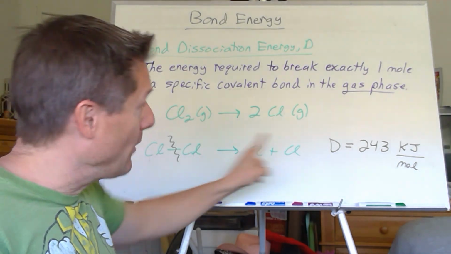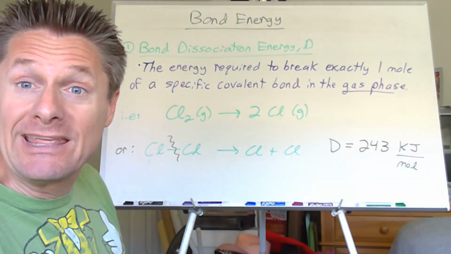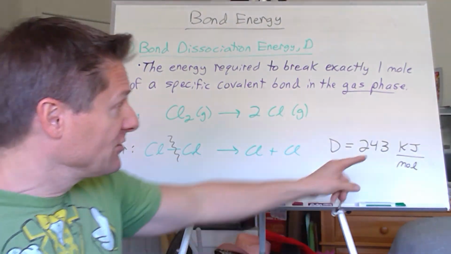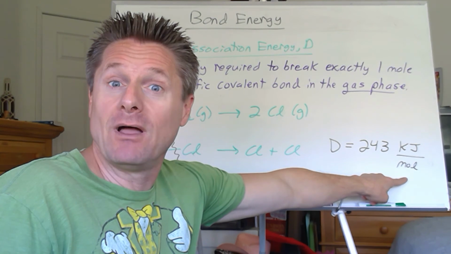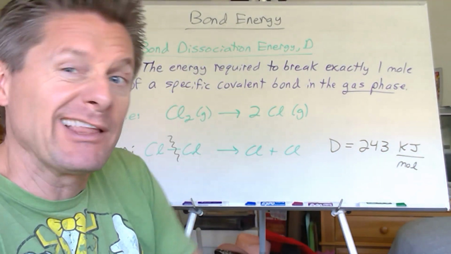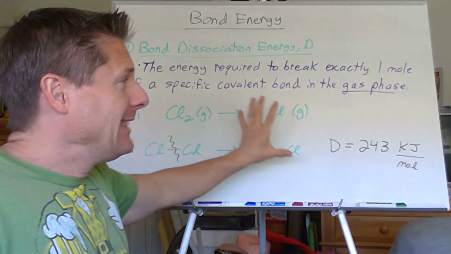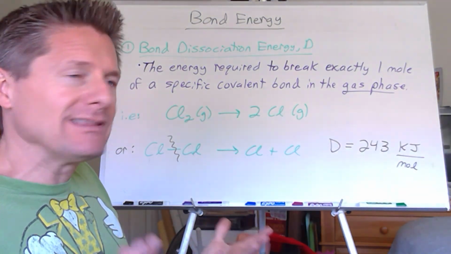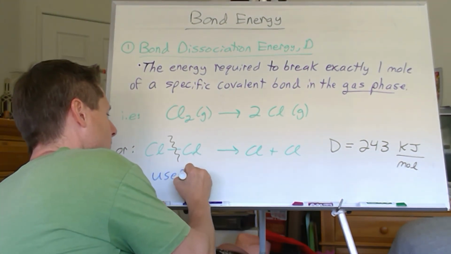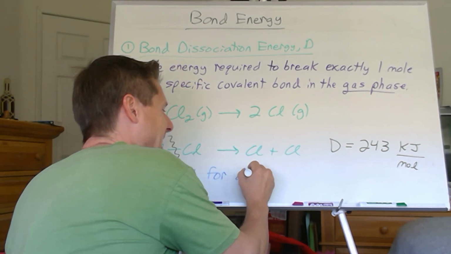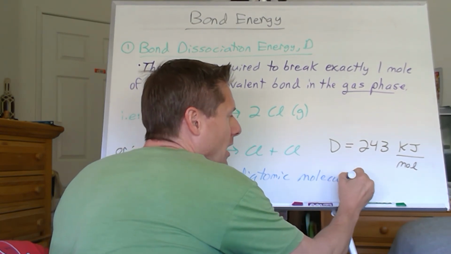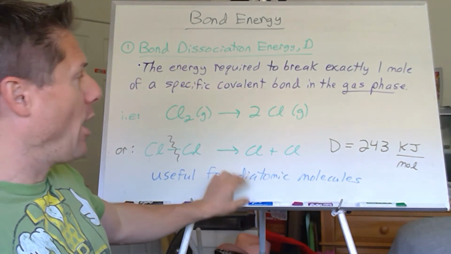Well, how much energy does that take? Well, that takes specifically 243 kilojoules for every mole. So if I had two moles, I would just double it. If I had three moles, I'd triple it. Right? So this is a conversion factor between the amount of that substance, the number of bonds, and the energy in kilojoules. Back in the old days, we would use kilocalories. Right? That's okay for mostly diatomic molecules where the bond is very specific.